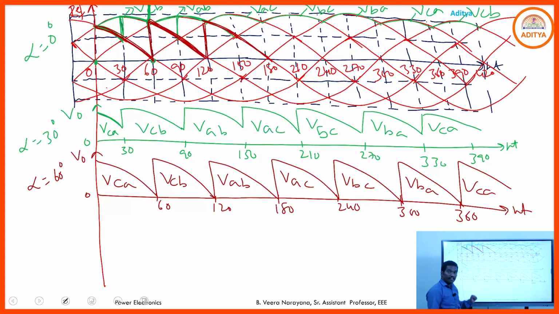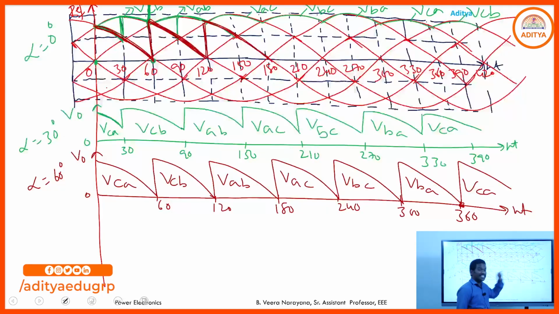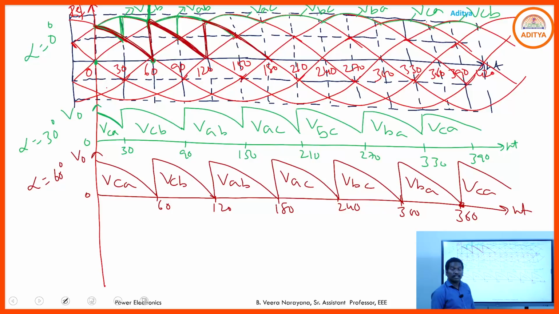How many pulses are generated here for completion of one full cycle? This is 360 degrees, one full cycle. How many pulses are generated? 1, 2, 3, 4, 5, 6. Six pulses are generated in the output voltage waveform. Hence this 3-phase full wave converter is also called the 6-pulse converter.